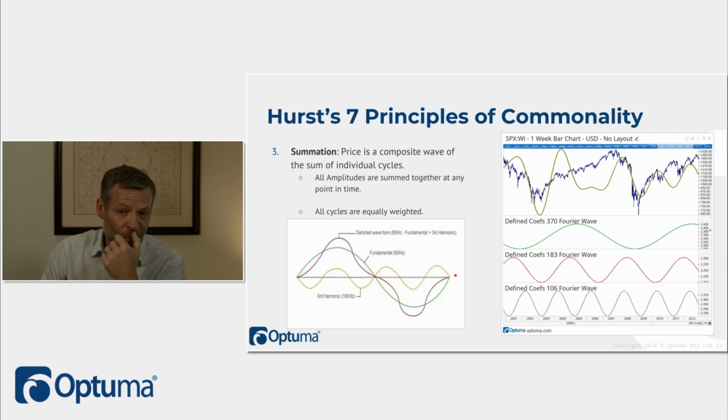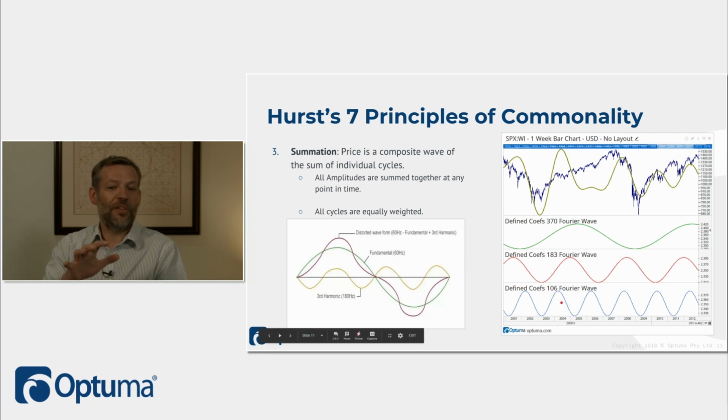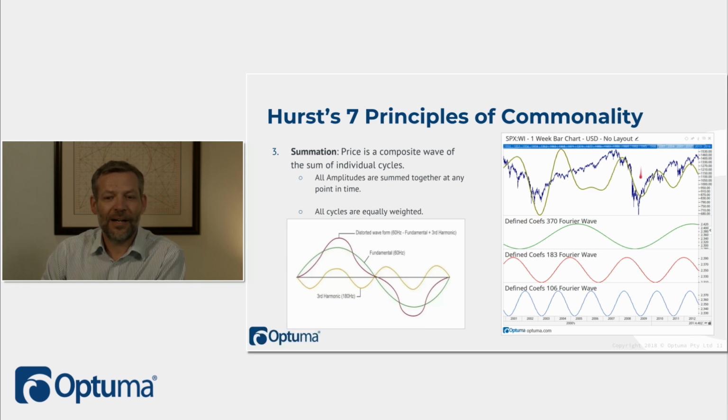Now, when we do this Fourier work in Optuma, we can start with a 370 period wave, which is just this even sine wave. Then we get a 183 one, and then we get 106. But when we sum them all together, this is what it ends up looking like. And so it becomes very interesting.